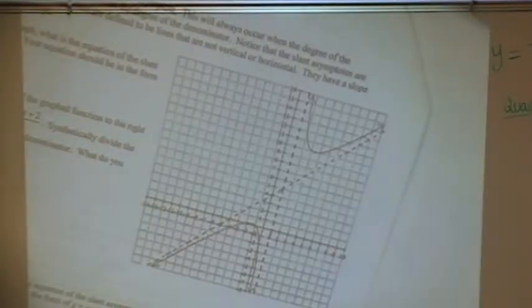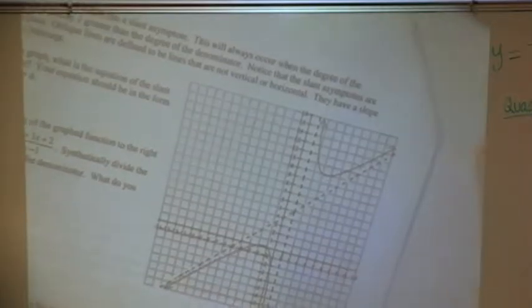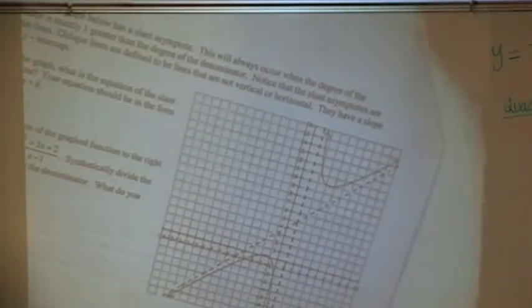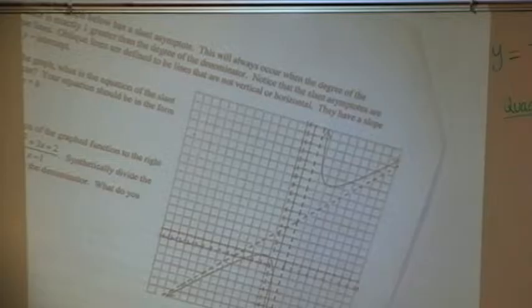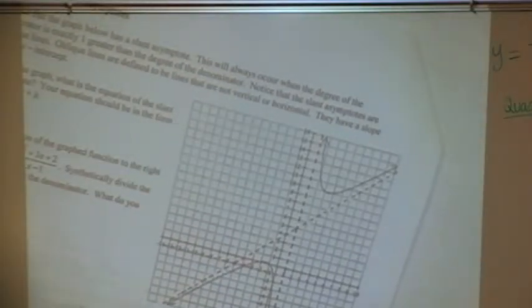It would just be a shame to miss an easy question like that because you forgot. Okay, so now let's talk about slant asymptotes, which we didn't really deal with in Algebra 2. Notice that this graph has a slant asymptote.